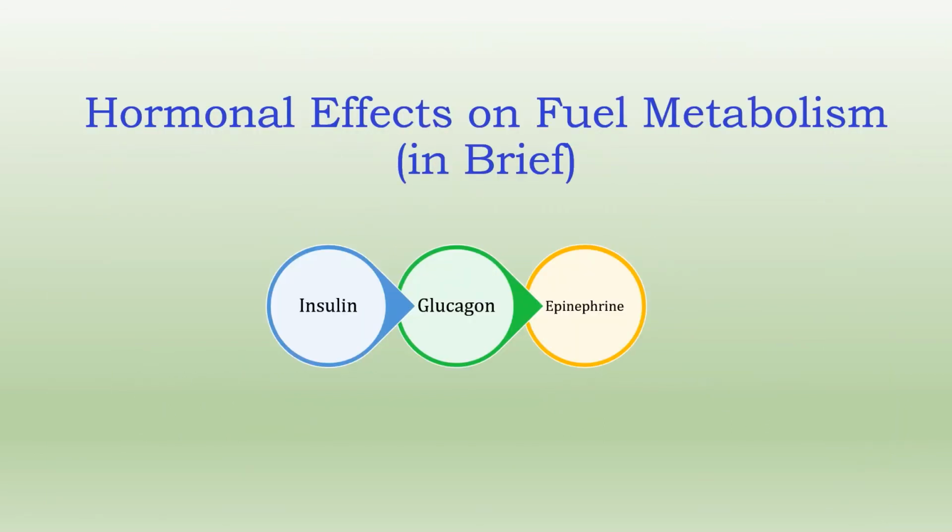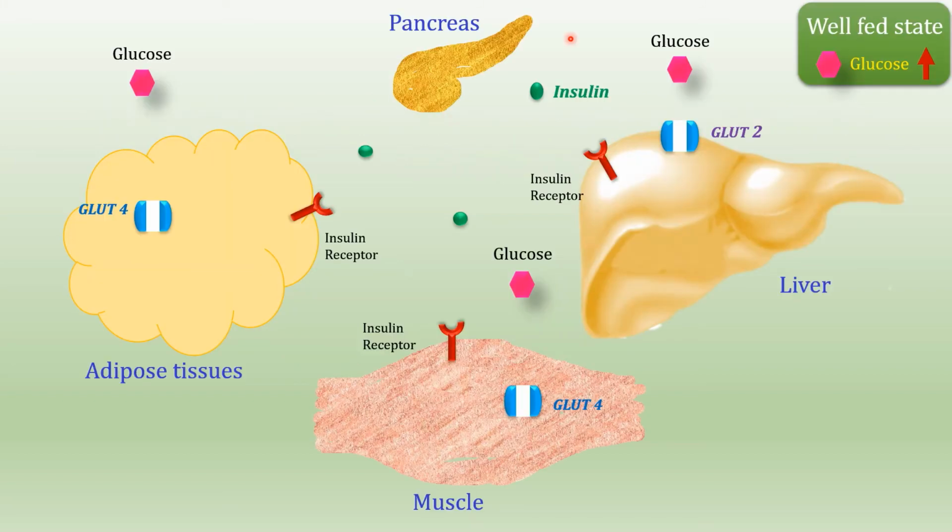Having learned about the three signaling pathways of insulin, glucagon and epinephrine, let's now discuss the effects of these hormones on fuel metabolism in brief. Let's first see the action of insulin.